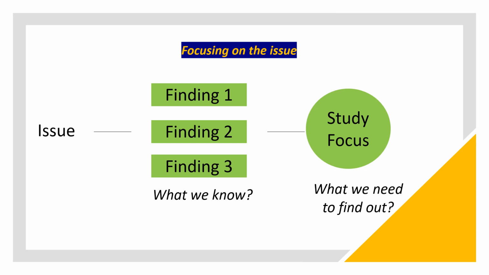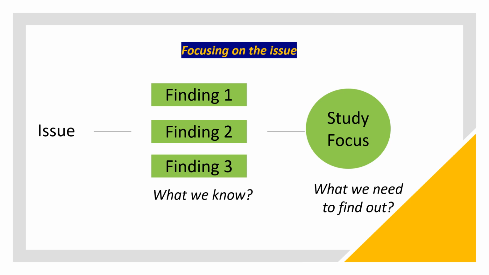Another style is focusing on the issue. Say you have an issue, for example, climate change. So you can start by writing the previous findings on that issue. For example, climate change. So what are the findings of study 1 on climate change? How about the findings of study 2? How about the findings of study 3?